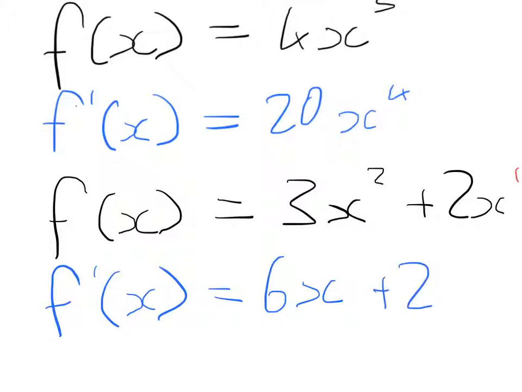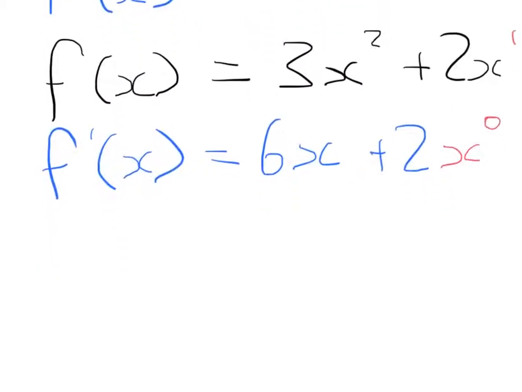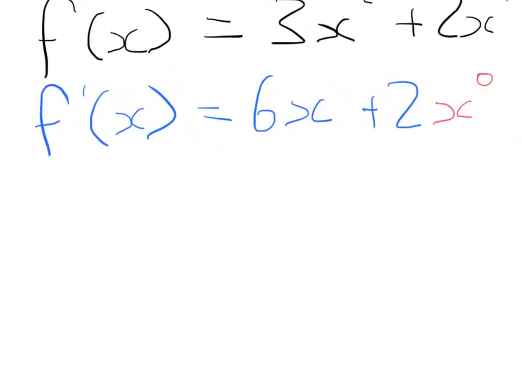and then it becomes x to the power of 0, but x to the power of 0 is 1, so we just leave that there, we just write 2. Now we could put an x to the power of 0 there, but actually we don't want it there, we just want to write what's the blue part, 6x plus 2.